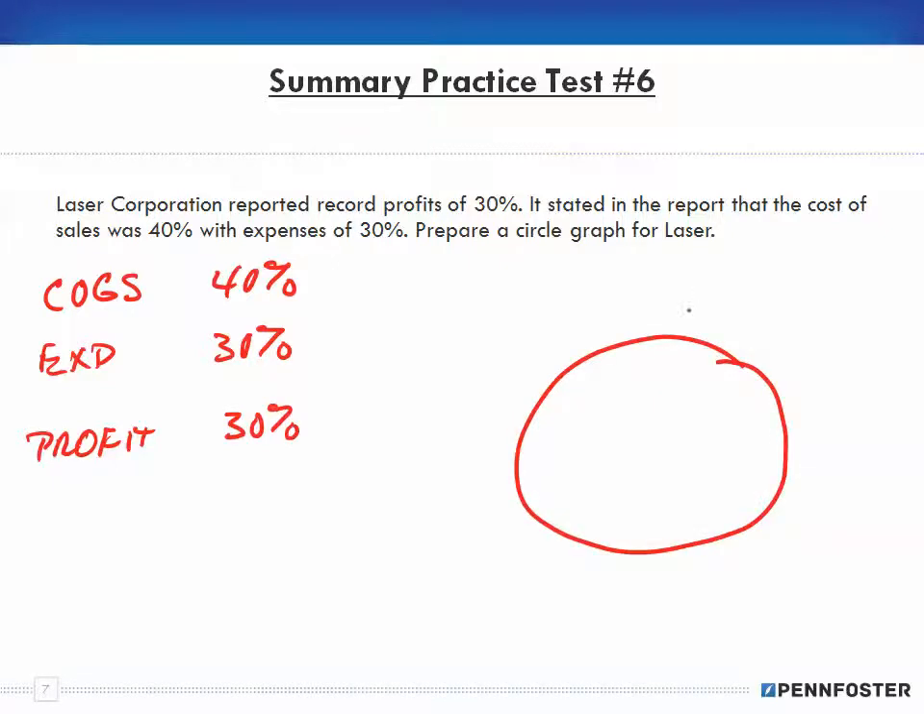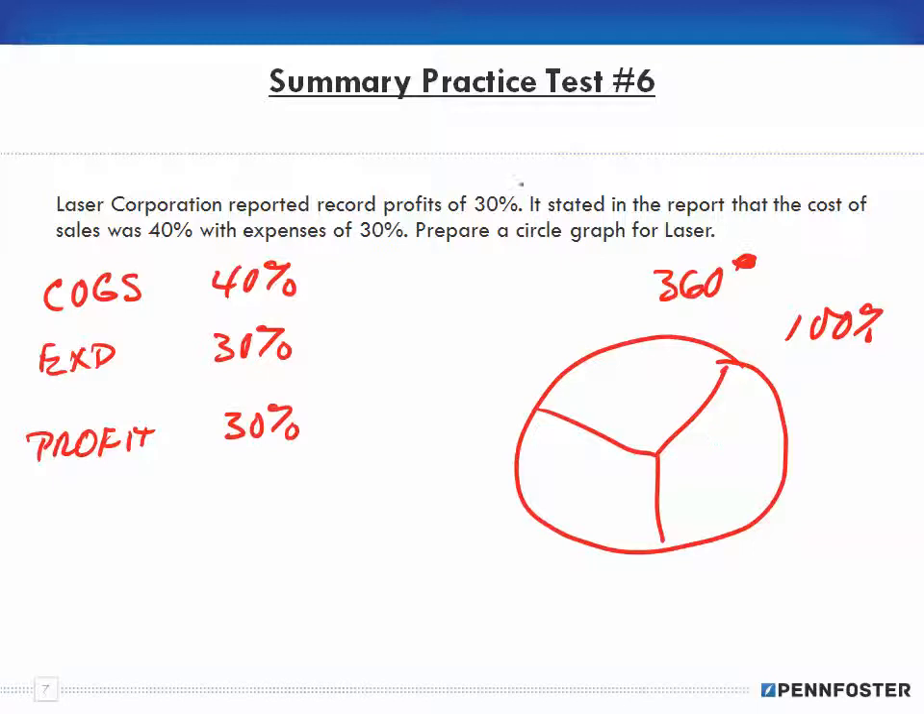Now, we know that in a circle there's 360 degrees. Remember, that represents 100%. Here we've got 30, and 30 is 60, and 40 is 100, right? But how do we know how to apportion those within our graph? You can quickly just draw that in, but you have to designate exactly how much each area is, and it doesn't tell you that. It tells you profits are 30, expenses are 30, and cost of goods sold is 40. But how do you know how much they are?